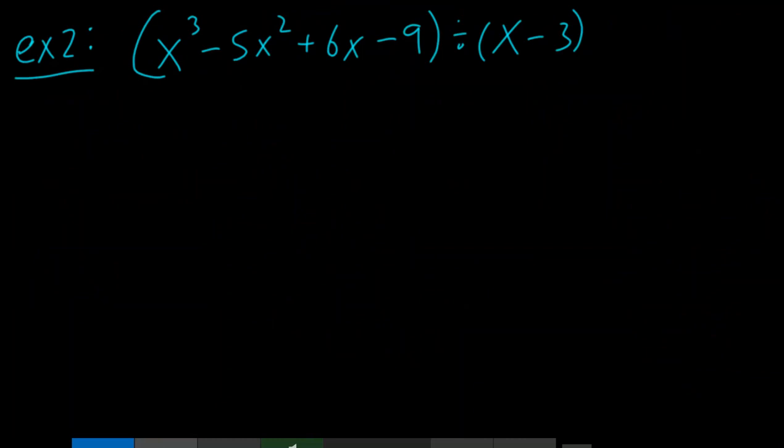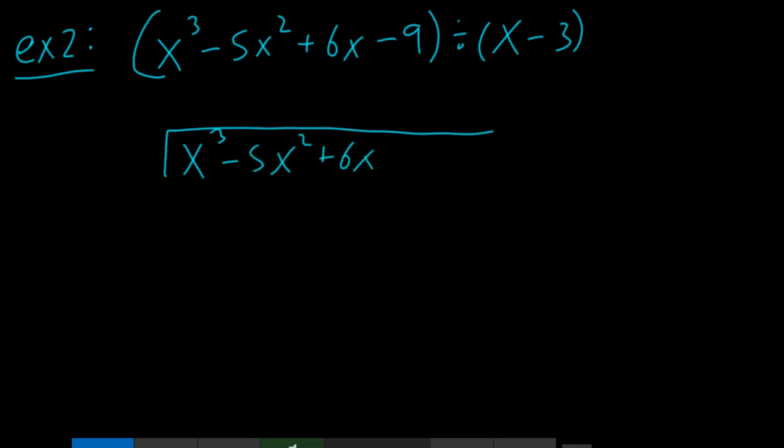Now for example number 2, we have x cubed minus 5x squared plus 6x minus 9, and we're going to divide this by x minus 3. And let's go ahead and write our long division box. So we can go ahead and take our dividend, x cubed minus 5x squared plus 6x minus 9, and we'll put our divisor, x minus 3, on the outside. So that was step number 1, where we rewrote the problem.